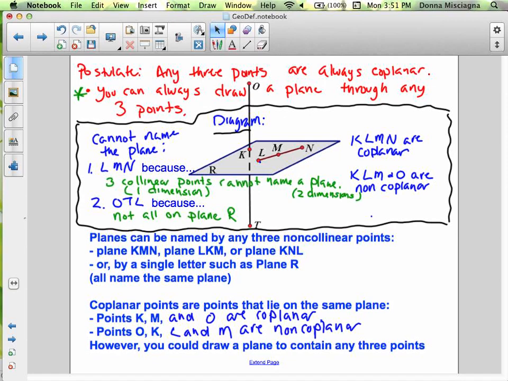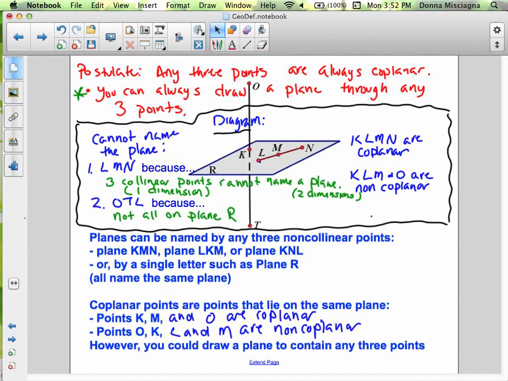Any 3 points are always coplanar, and in our diagram here we have points K, L, M, and N on a plane. O and T are on a line that intersects that plane. And then R is not a point, it's just a label for the plane. Right? So next to your diagram, I want you to write in that K, L, M, N are coplanar. They're on the same plane.